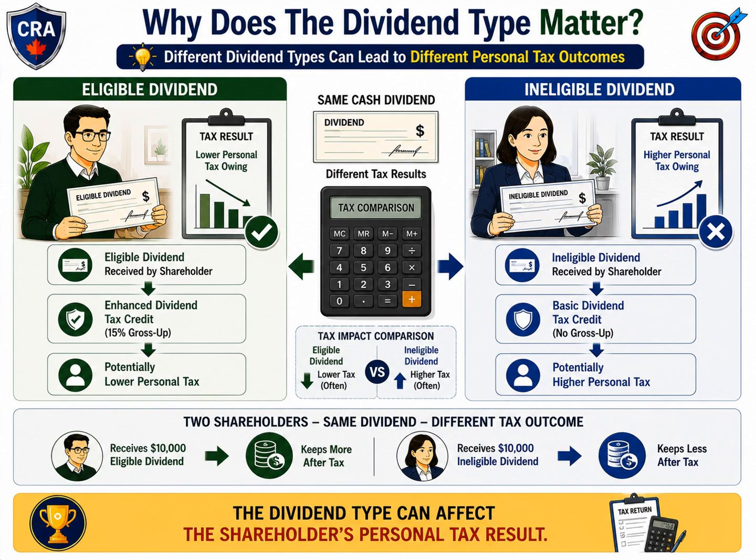The key takeaway from this slide is that two dividends with the same cash value can produce different after-tax results. Understanding whether a dividend is designated as eligible or ineligible is an important part of understanding the shareholder's ultimate tax position and making informed dividend planning decisions.